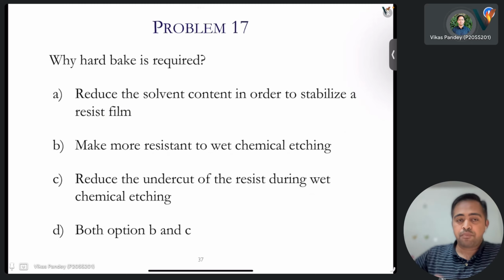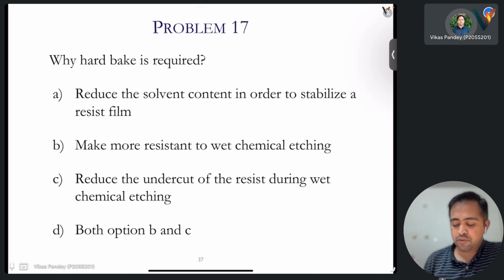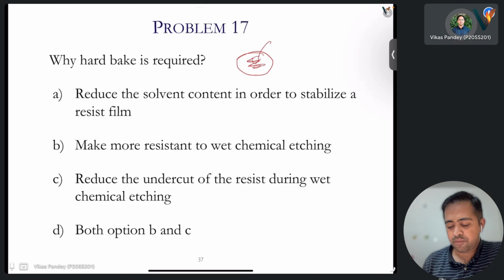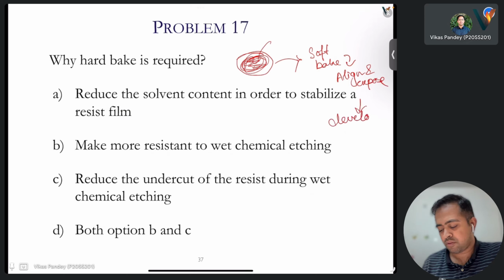Okay. So remember the process of lithography. What was it? First, on the wafer, we do the spin coating of the PR, then we do a soft bake, and then we do align and expose, then we develop, and then we do a hard bake.